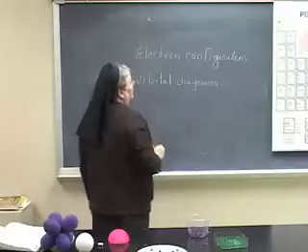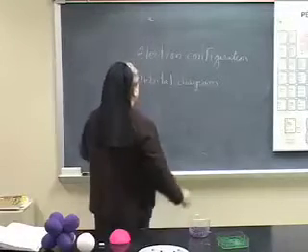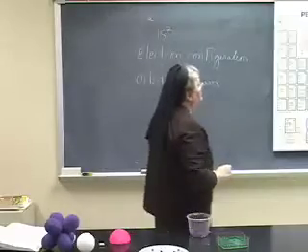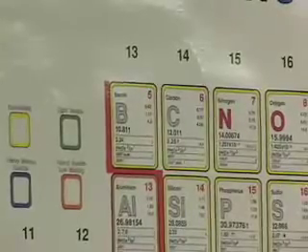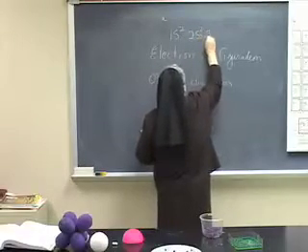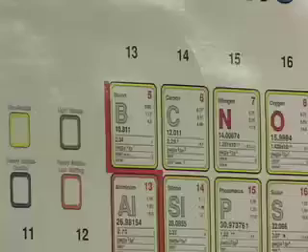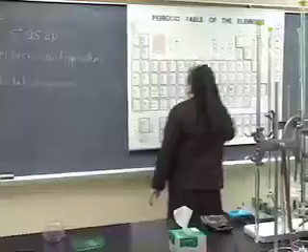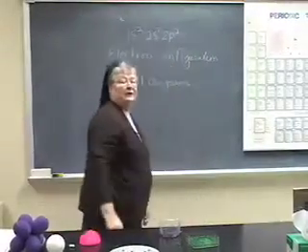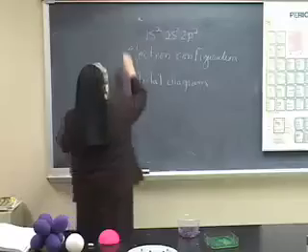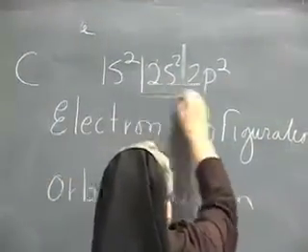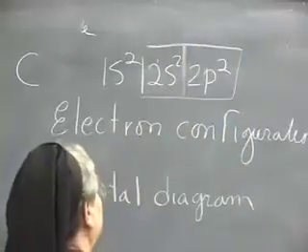So let's take the electron configuration of carbon. It's 1s2. Carbon, you can see from the periodic chart, has 6 electrons. So carbon, 1s2, 2s2, 2p, and when we get to the 2p, it has 1, 2. Okay? That's the electron configuration of carbon. Carbon has 4 electrons in its valence shell, the outer shell.